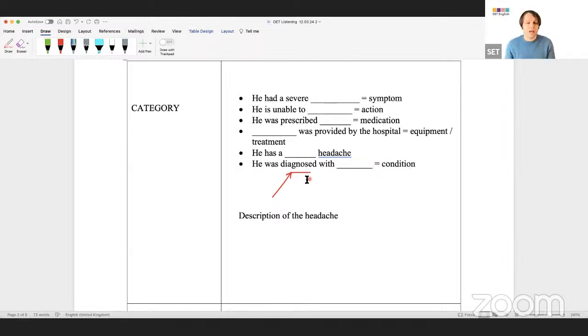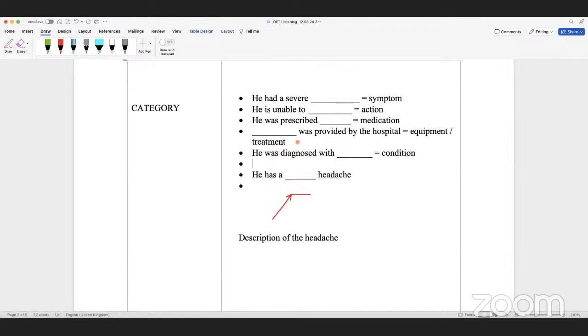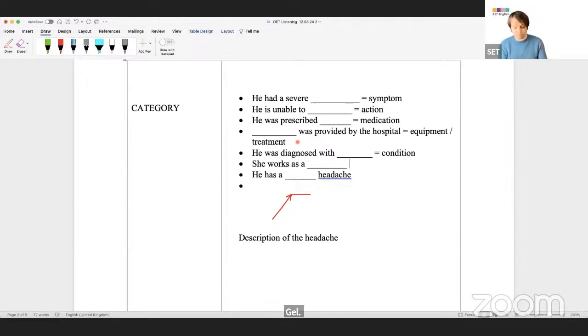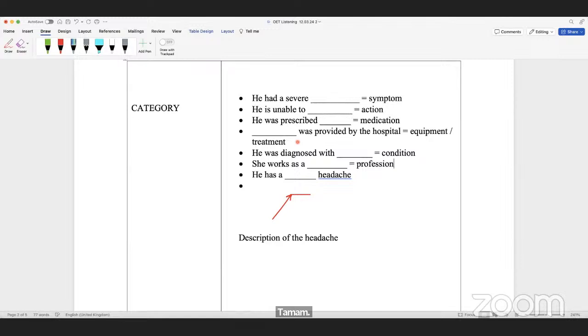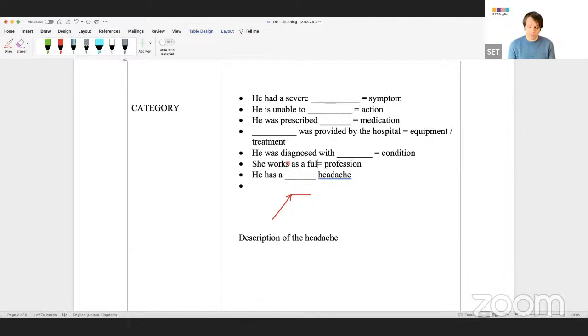Okay. What if it says something like, she works as a blank? Job. Job description. Do we see jobs in OET? Yes. Profession. Be careful, because sometimes it might say it could be like a full-time mother. Have you seen that one before?